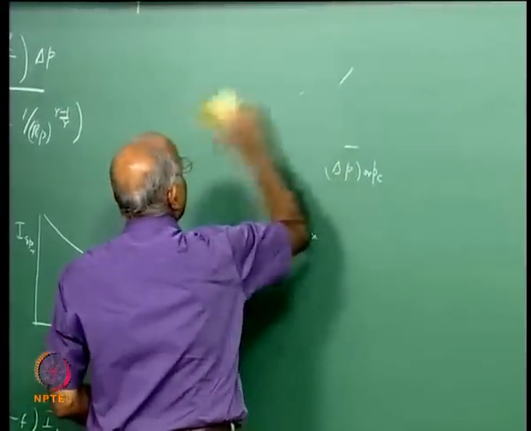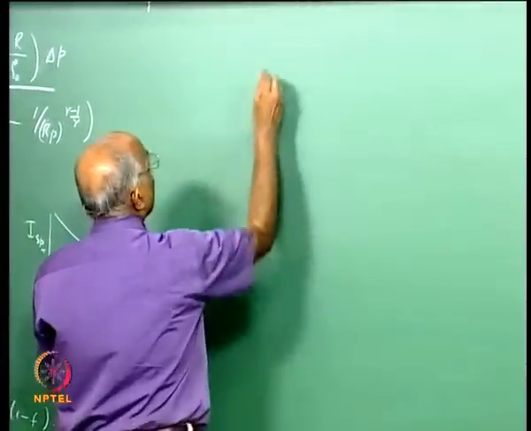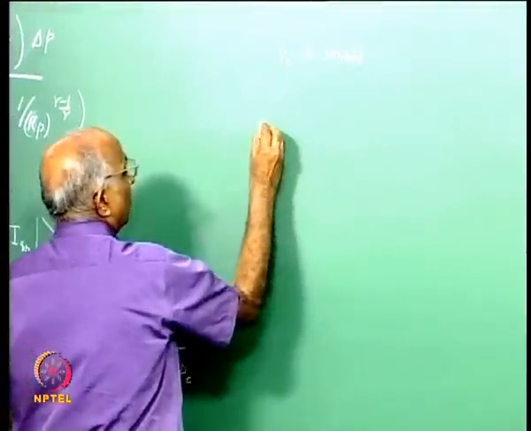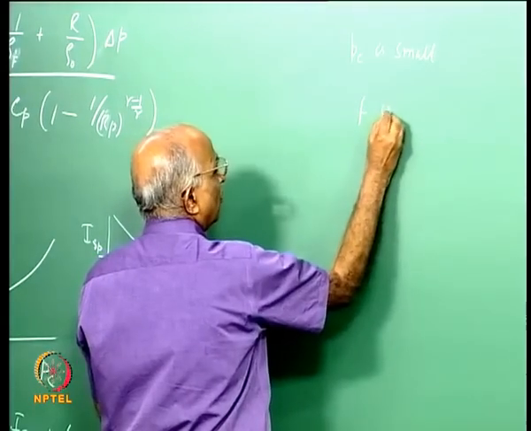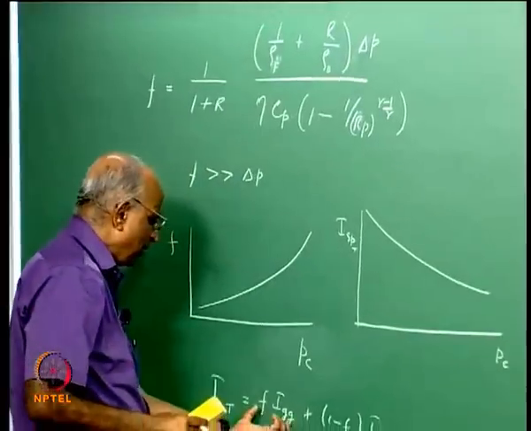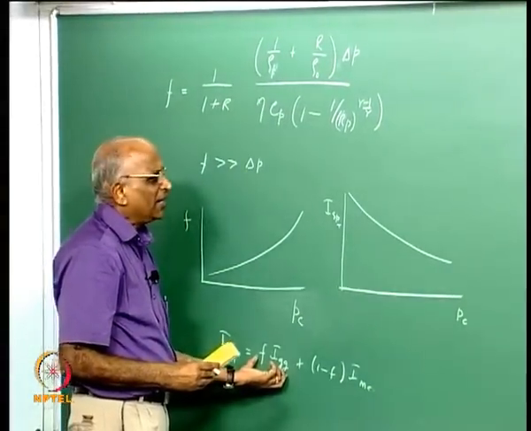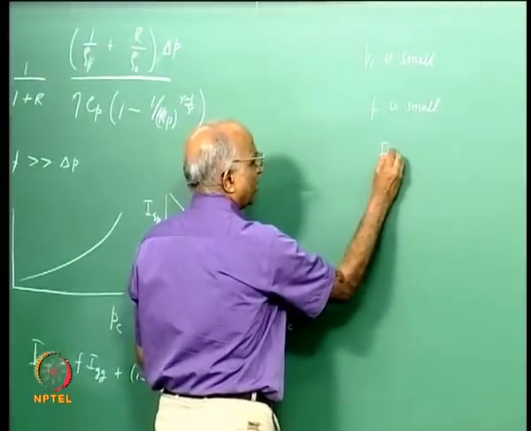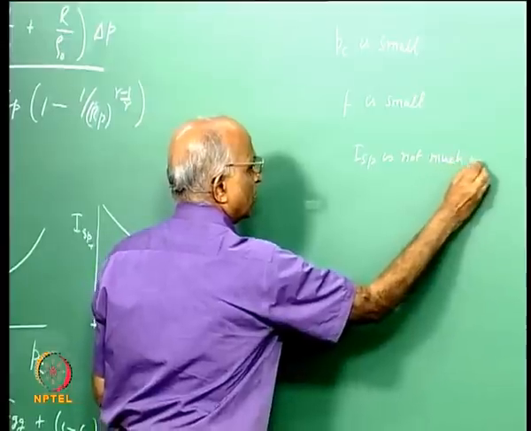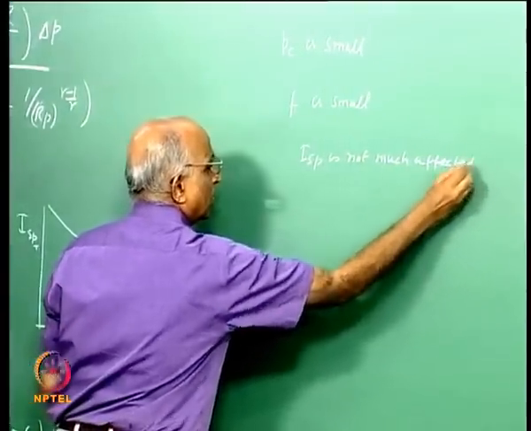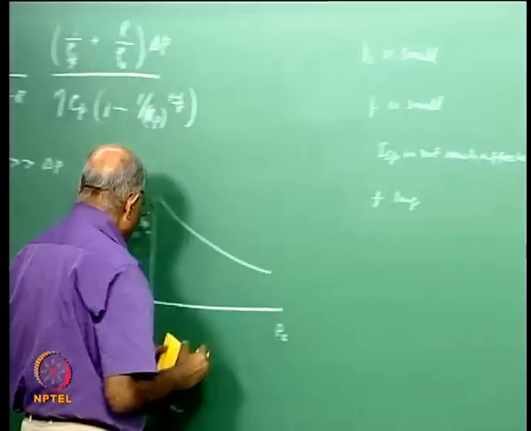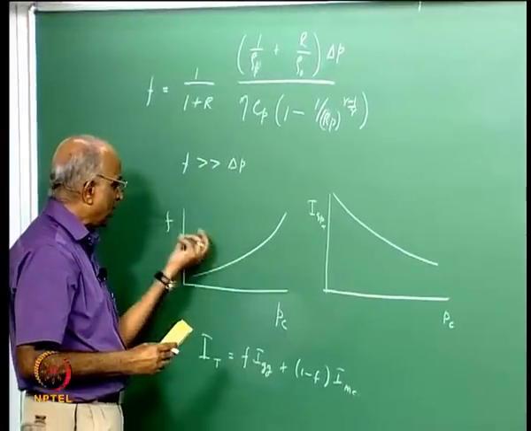The implication is, if my chamber pressure is small, then what is it I find? My F is small. If F is small, I do not really waste so much, and therefore my ISP is not much affected.